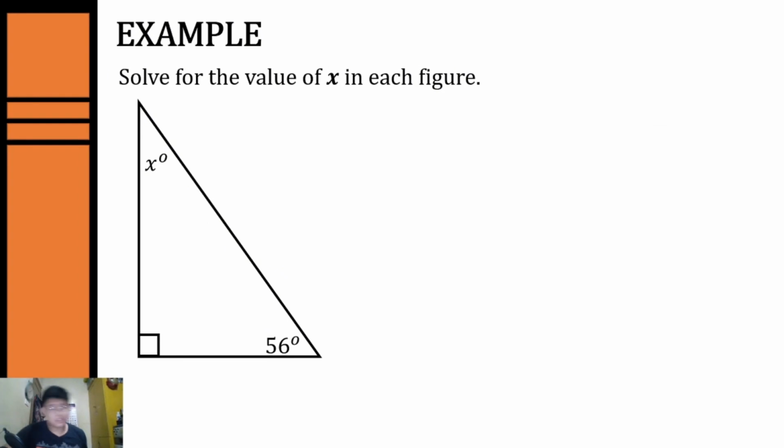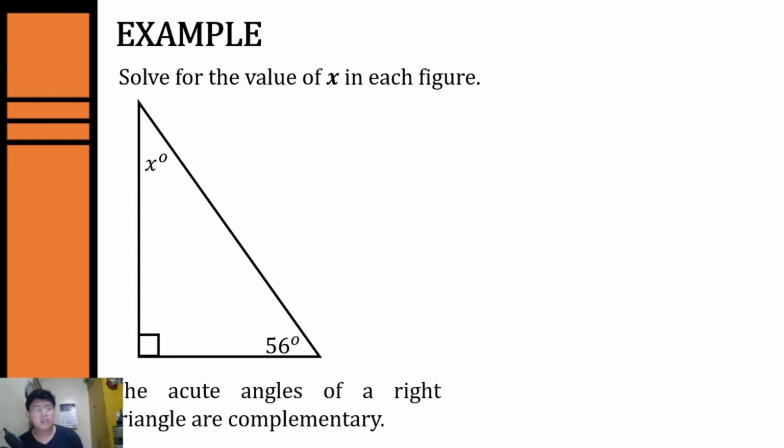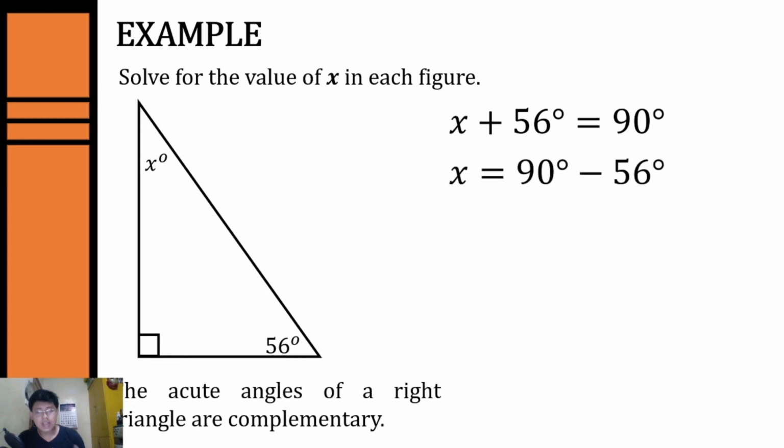Alright, so let's have another example. So for example, we're going to solve for the value of x. In this case, we are given a right triangle. So we will use a theorem wherein the acute angles of a right triangle are complementary. So when we add x and 56 degrees, it is equal to 90 degrees. So let's transpose 56 to the other side of the equation. 90 minus 56, that will be equal to 34 degrees.